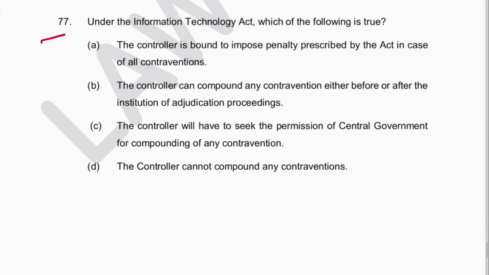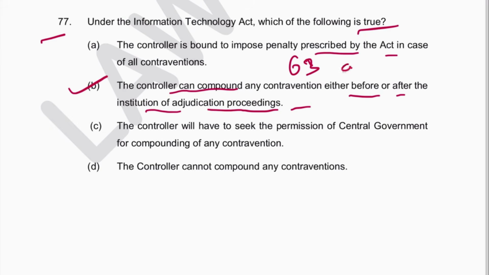Next, 77. Under the IT Act, which of the following is true? The controller is bound to impose the penalty prescribed by the Act in case of all contraventions, or can compound any contravention either before or after the institution of adjudication proceedings. B is the answer. This is mentioned in Section 63. Compounding of contraventions. So compounding of offences and contraventions is different in the IT Act.